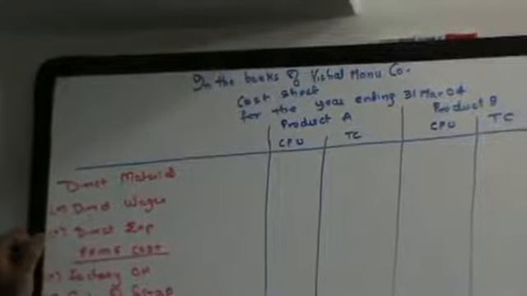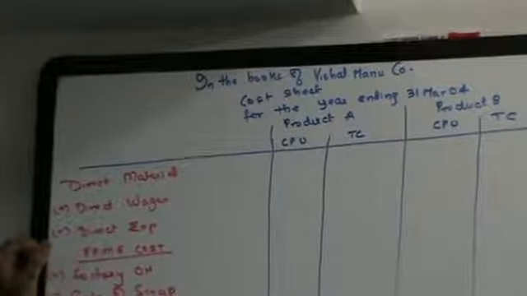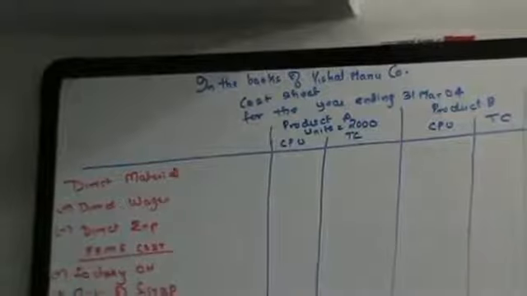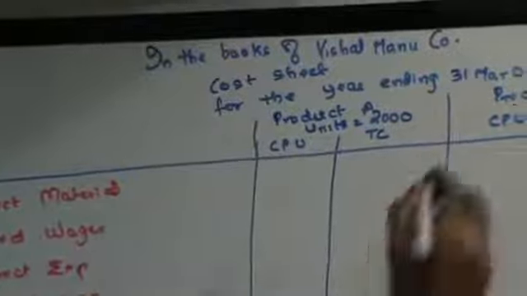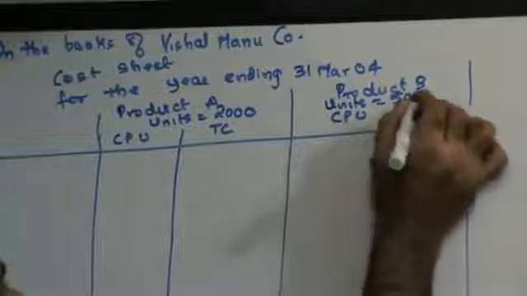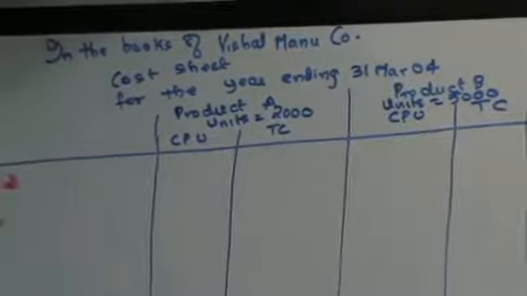If we see adjustment number 3, they have said that 2000 units of product A were produced. You have to always write the units produced. So units is 2000. And they are saying that 5000 units of product B were produced. So units is 5000. Okay, now let's start with the sum.